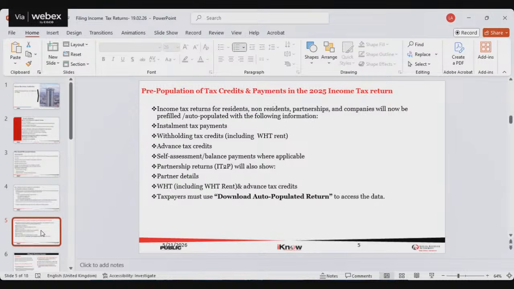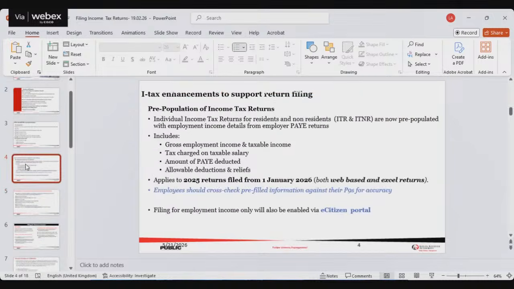In case you are an organization in commercial activity, doing a business and you received an income which is subject to taxation, and you were able to pay installment taxes, then that will also come already pre-filled in your annual income tax return. In case you are registered as a partnership, the details of the partners will also come already filled in the return. And what do you need to do? You only need to use the download auto-populated return to be able to see the pre-filled data. So the commissioner is making it easier for you to file.